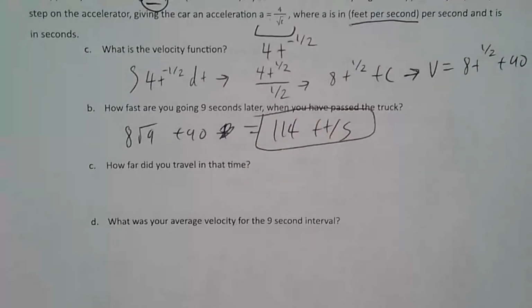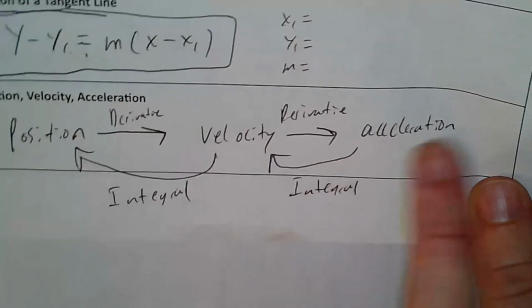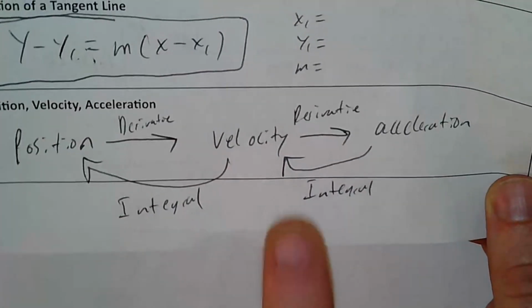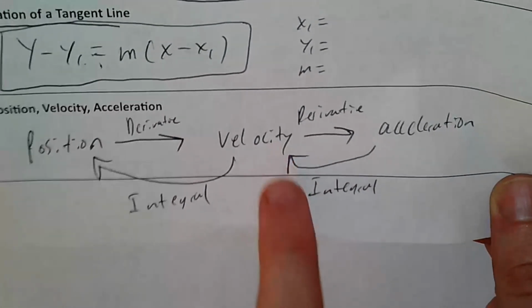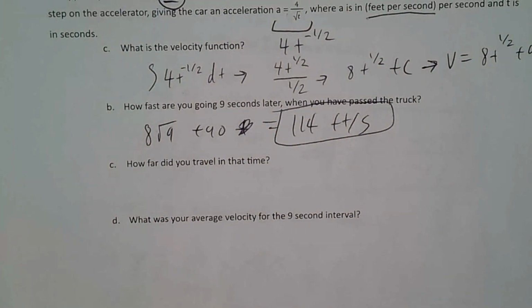How far did you travel in that time? So again, back to the equation here. How far did I travel? Well, acceleration, integral gets me velocity. Velocity, integral gets me position. That's going to give me the distance. Position is distance, right? So I got to take the integral again.